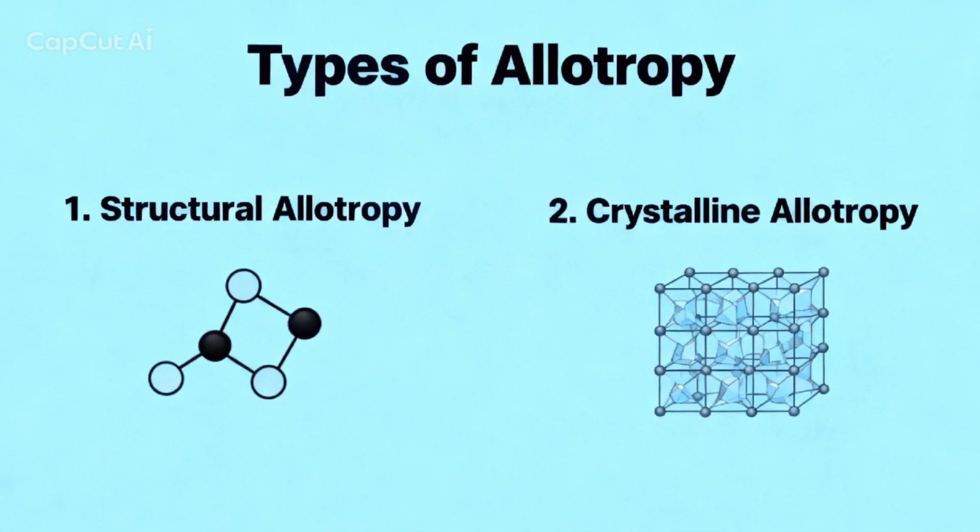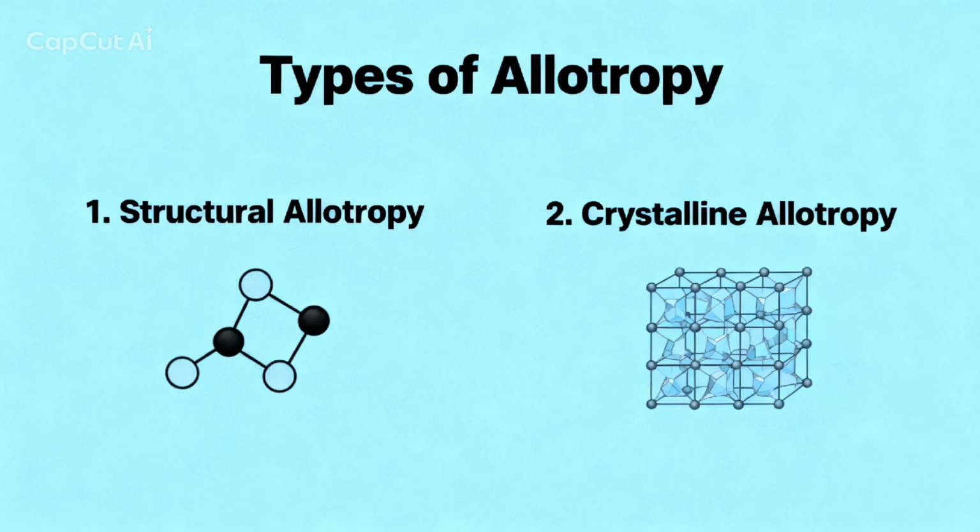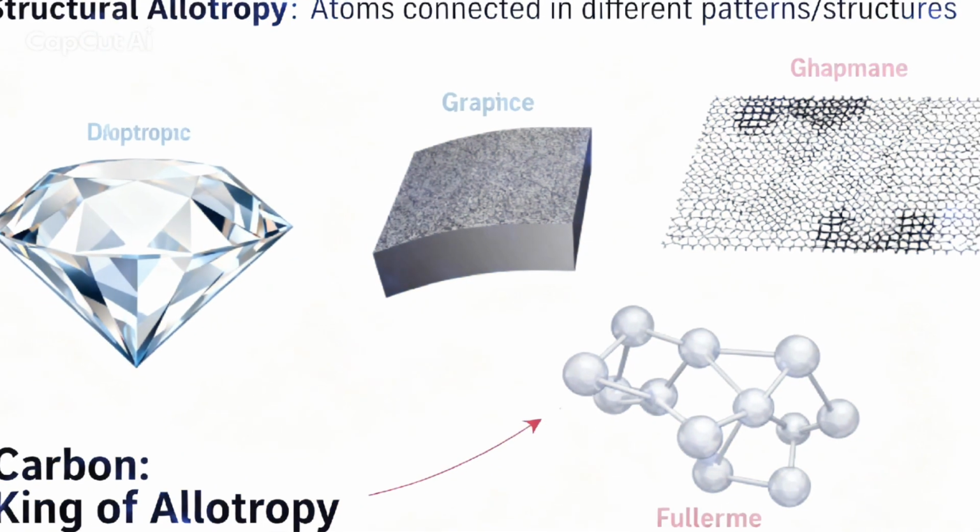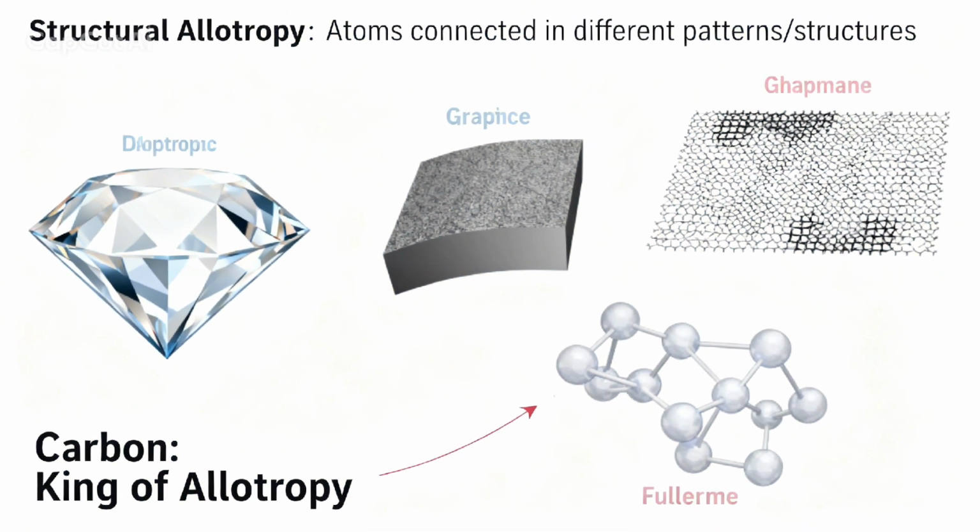Types of allotropy. Now let's break this down into two main types. 1. Structural allotropy. 2. Crystalline allotropy. Structural allotropy happens when atoms are connected in different patterns or structures. The best example: carbon. Carbon is literally the king of allotropy. Let's look at its major forms.